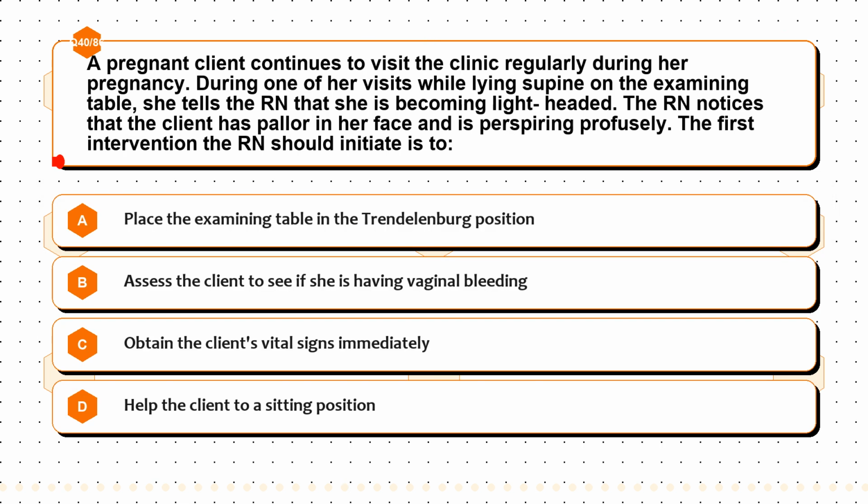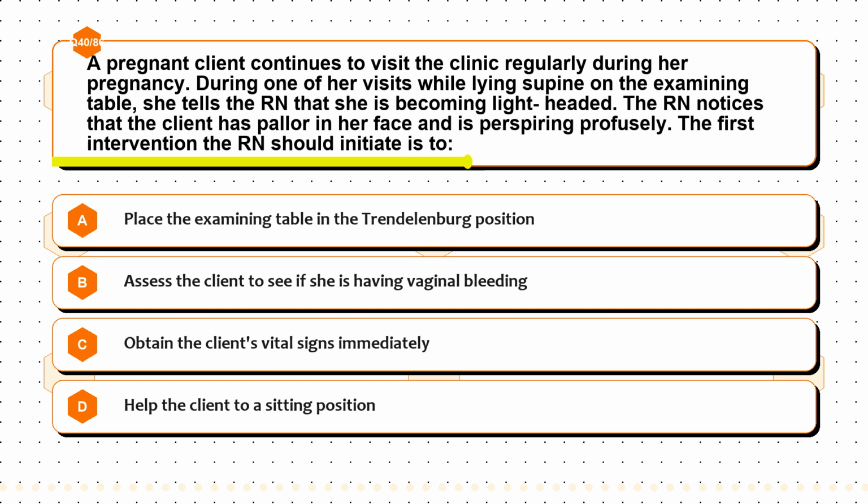Question 40. A pregnant client continues to visit the clinic regularly during her pregnancy. During one of her visits while lying supine on the examining table, she tells the RN that she is becoming lightheaded. The RN notices that the client has pallor in her face and is perspiring profusely. The first intervention the RN should initiate is to.